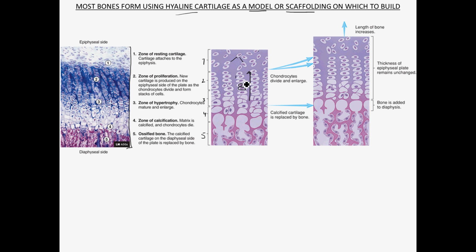So what happens is, as these cells mature, they begin to expand, right? And as they expand, that is known as hypertrophy. So the cells actually get a lot larger, and they become mature. After they mature, they begin to die, and the matrix becomes calcified. So as the chondrocytes die, the matrix becomes calcified, and then from that you have ossification taking place. The calcified cartilage on this diaphyseal side of the plate is replaced by bone.